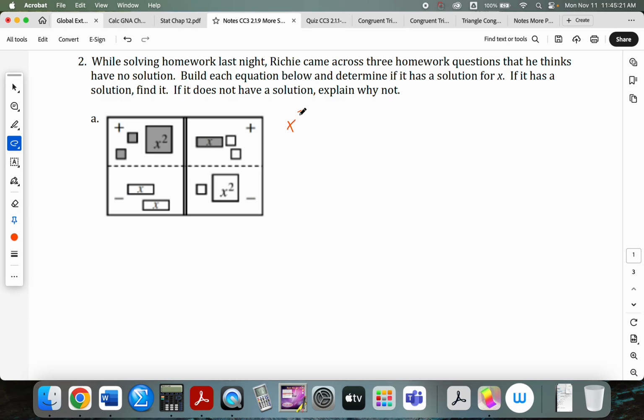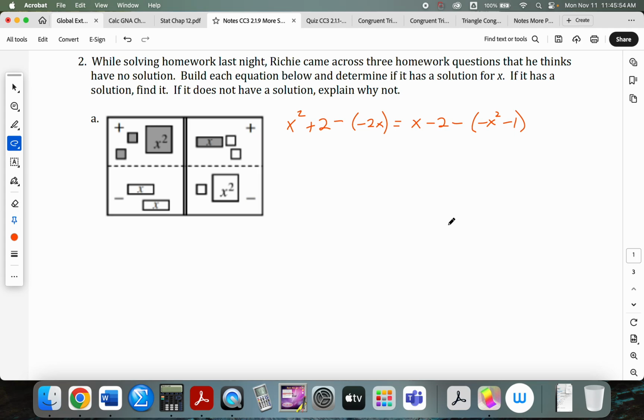I've got an x squared and 2 unit tiles in the positive region, minus 2 negative x's in the negative region, equals, I've got an x and 2 negative unit tiles in the positive region, minus a negative x squared minus 1 in the negative region.